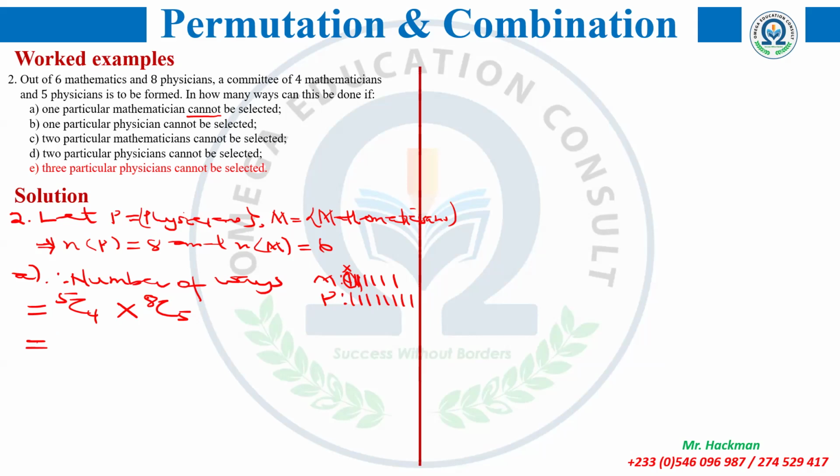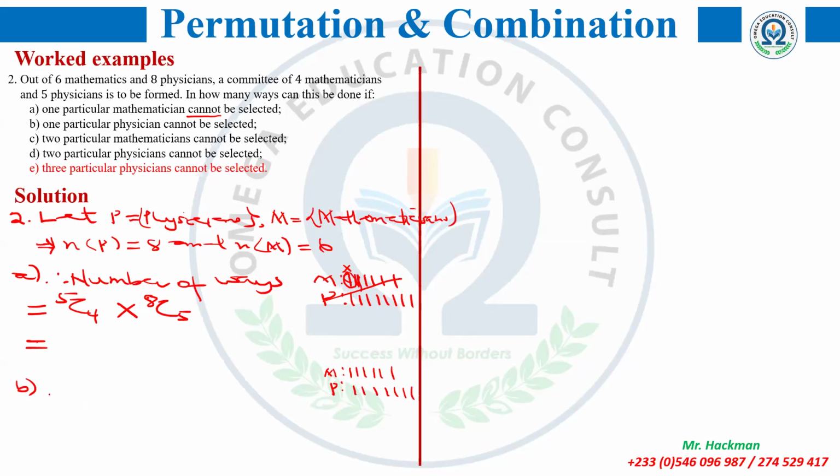Okay, so we are going to move on to B. Again, this is your rough work, strike it out. So B, what do we have? We are going to do our rough work. What's the condition? One particular physician cannot be selected. So I'm going to do my M: 1, 2, 3, 4, 5, 6. P: 1, 2, 3, 4, 5, 6, 7.